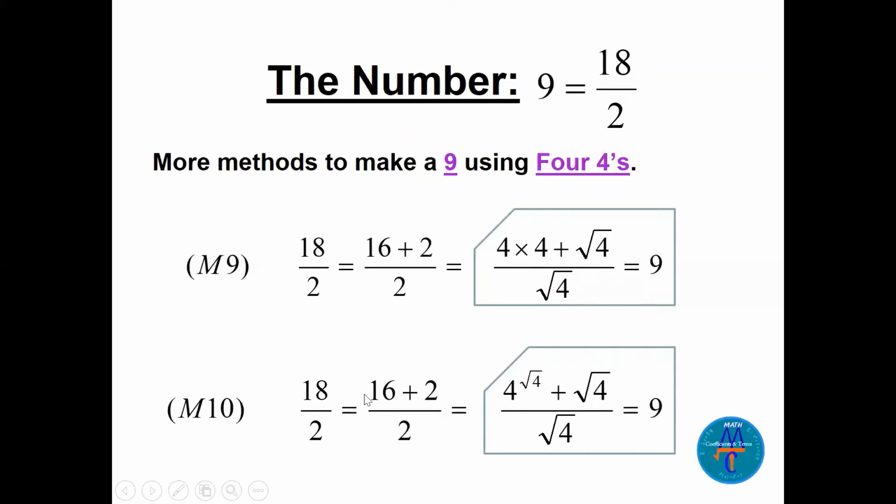Another way, 16 plus 2, we know that it's 18. 16, I can write 4 squared. You see, 4 squared instead of writing 4 times 4. But I cannot leave the squared. I cannot leave the 2. So I put 4 to the power square root of 4 plus 4 square root of 4, all divided by square root of 4. This is so nice. Method number 10, and we have more nicer methods.